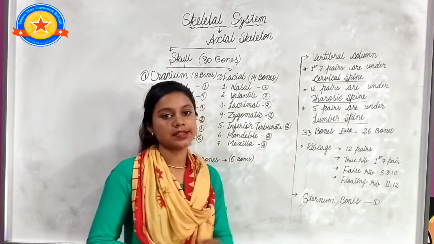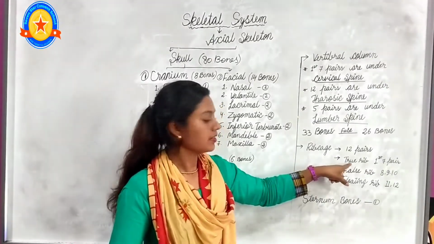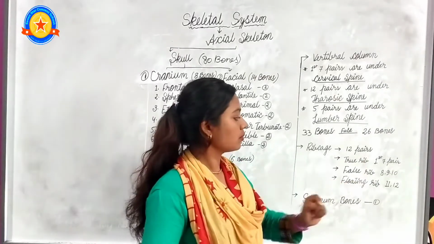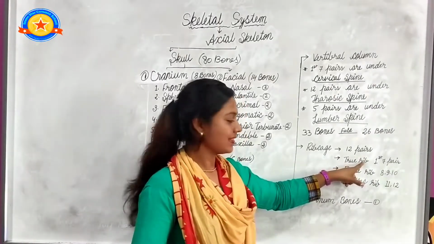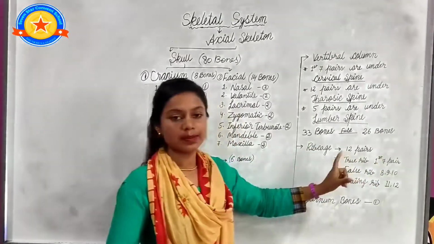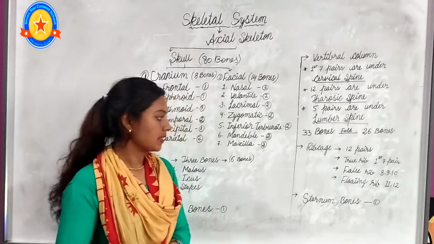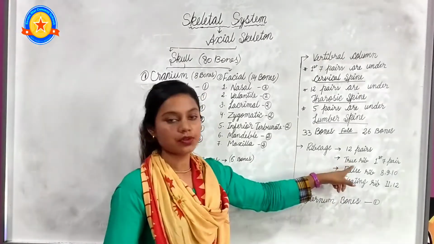Next we will discuss the rib cage. This rib cage has 12 pairs, that means a total of 24. The first 7 are called true ribs. Why are they called true ribs? It is because they are directly attached to the sternum. That's why they are called true ribs.